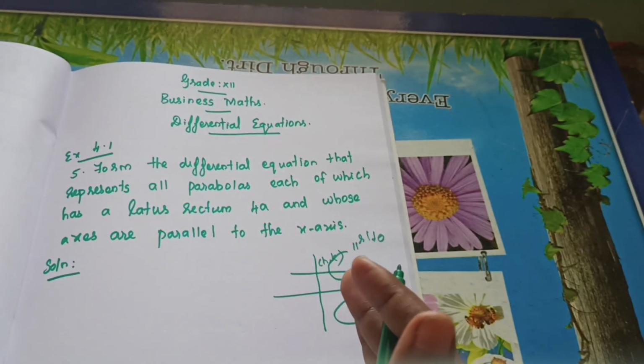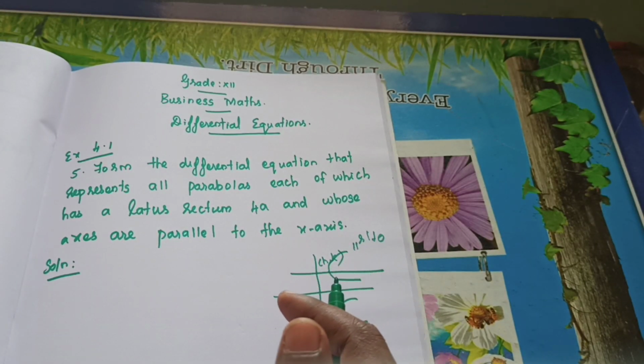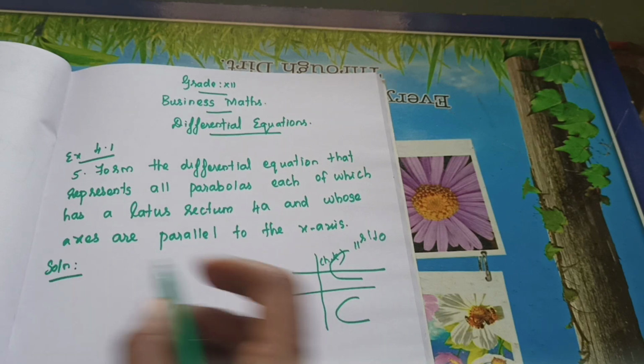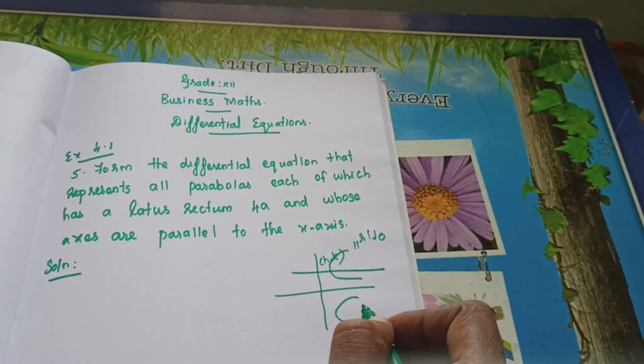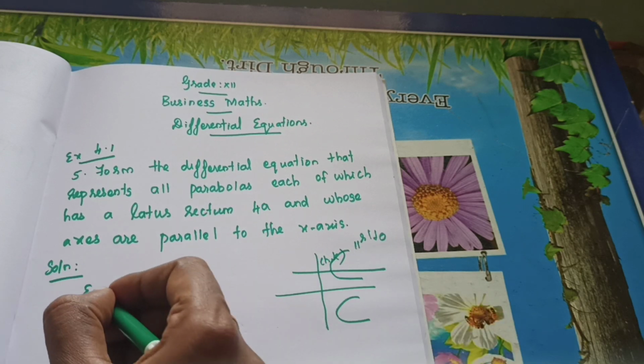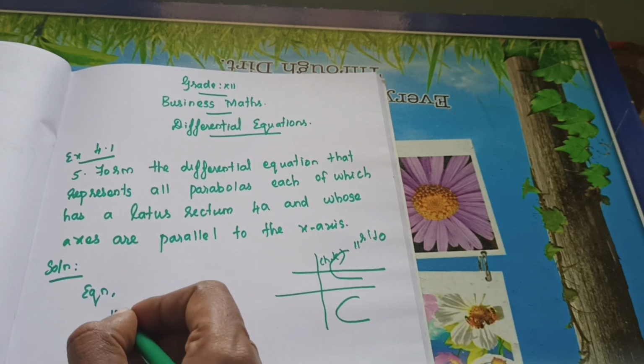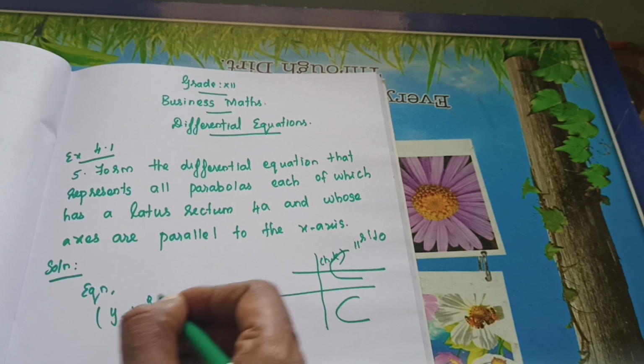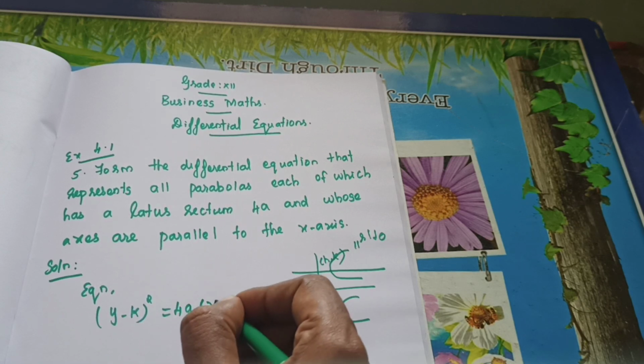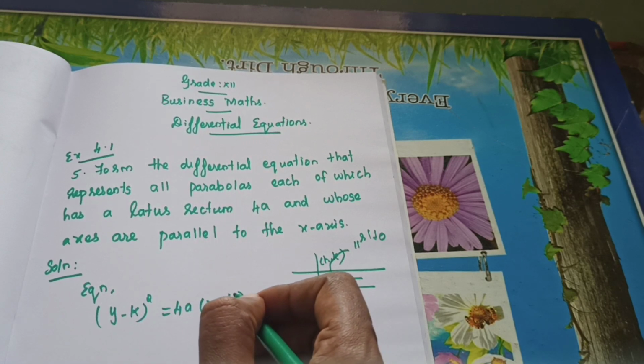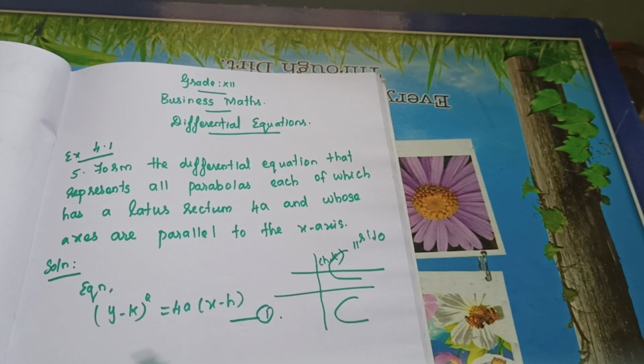If it is parallel to the y-axis, it will be different. So parallel to the x-axis, it is an open rightward parabola. Then what's the equation? You have learned in the last section: (y minus k) the whole squared is equal to 4a into (x minus h). This is equation number 1.